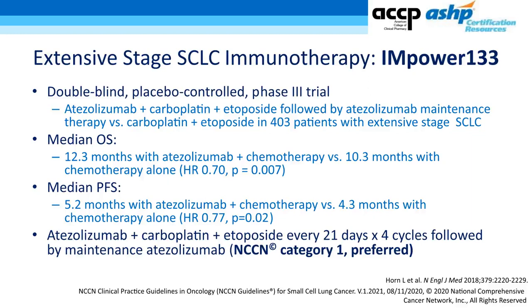The median overall survival was 12.3 months with the combination immunotherapy arm compared to 10.3 months with the chemotherapy alone arm. So we're looking at an improvement in overall survival of approximately 2 months. The median progression-free survival was found to be 5.2 months with the immunotherapy plus chemotherapy combination versus 4.3 months with the chemotherapy alone arm. Based on this data, the atezolizumab carboplatin etoposide regimen was listed as a Category 1 preferred NCCN recommendation, and patients should be evaluated for the opportunity to receive immunotherapy in the frontline setting.